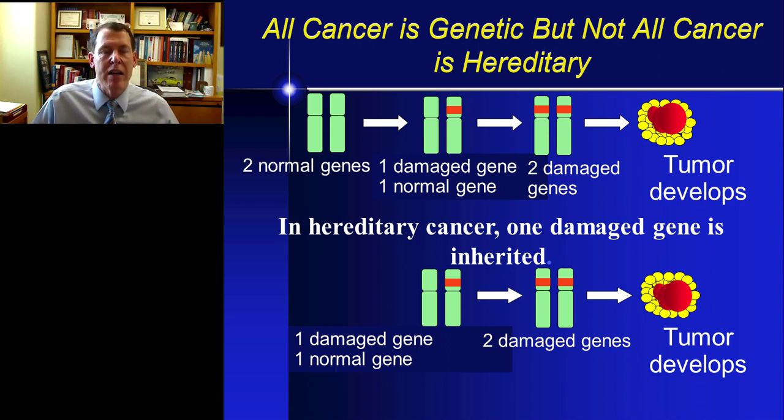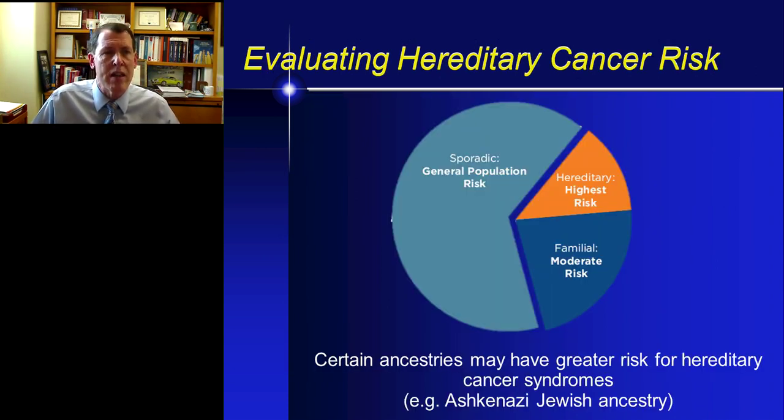And this is why these hereditary mutations, or these inherited genetic defects, lead to a higher risk of cancer. And if we evaluate hereditary cancer risk, and this is not just for prostate cancer but pretty much all the cancers we deal with, most of the time with regard to cancer, it's sporadic, meaning we cannot identify a family history. We can't identify a family that's prone to cancer.